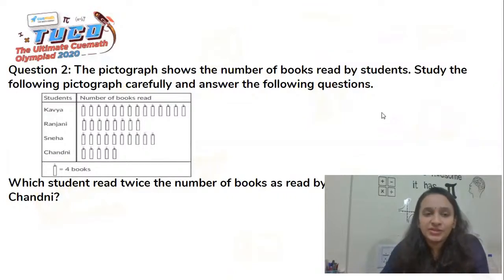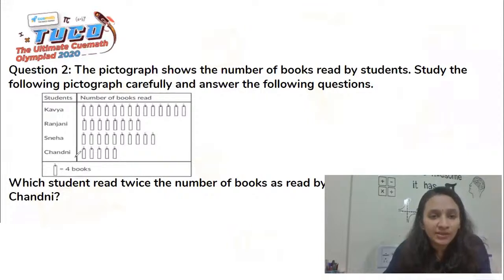It's the same question. It's just that the bottom question has changed. It says, which student read twice the number of books as read by Chandni? So the first thing that we do is we count the number of tags that are there against Chandni. So 1, 2, 3, 4, 5. So she has 5 tags. Now Kavya has definitely more than twice of what Chandni has. So just by visual thing, we will rule out Kavya.